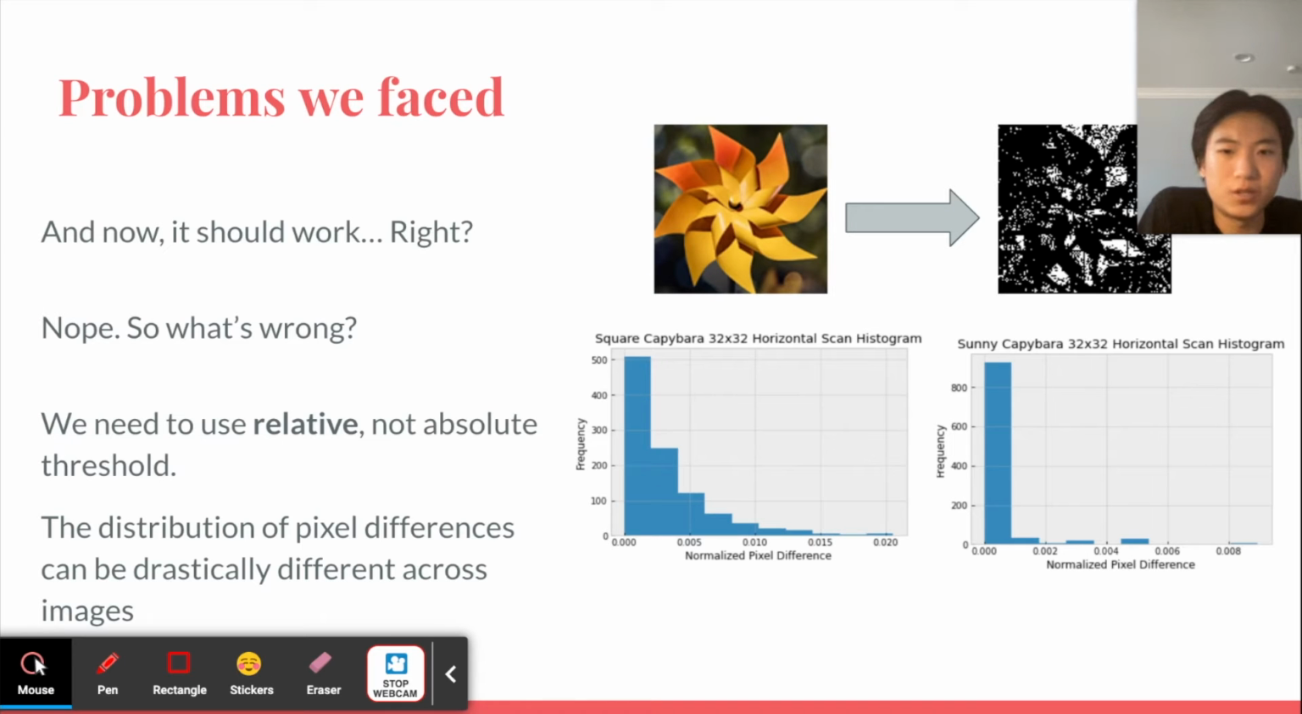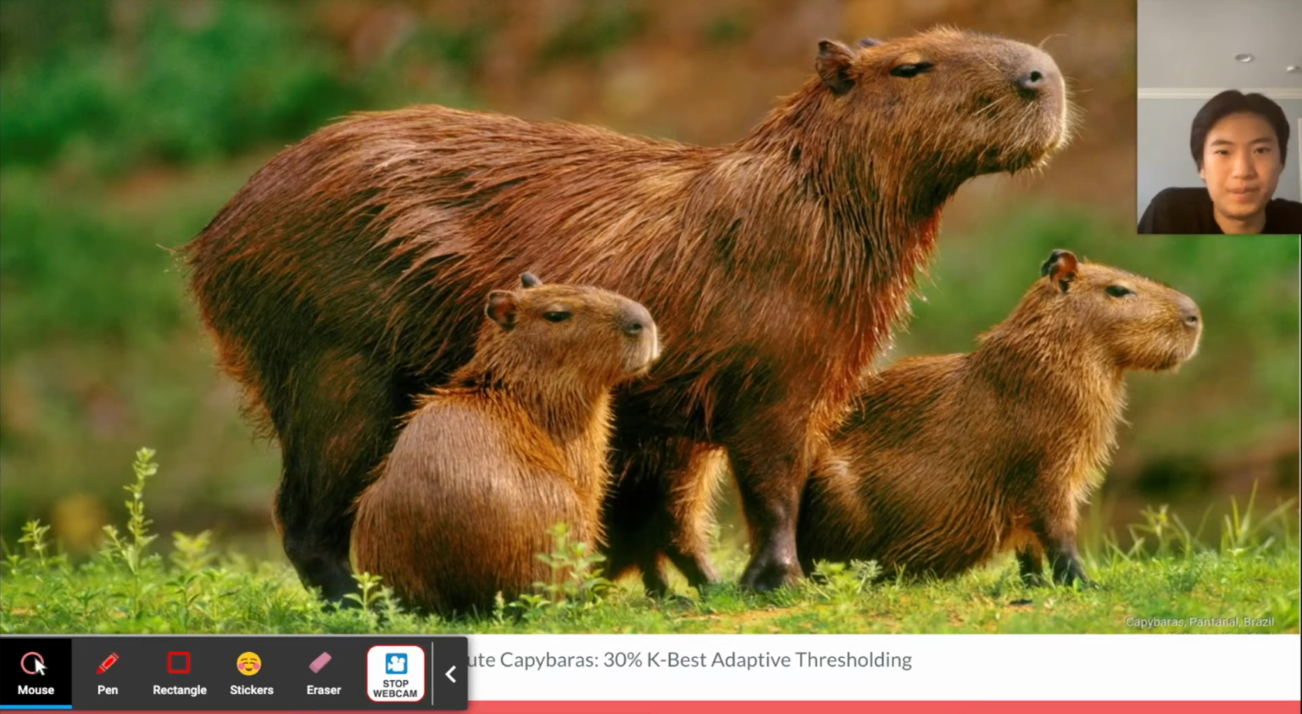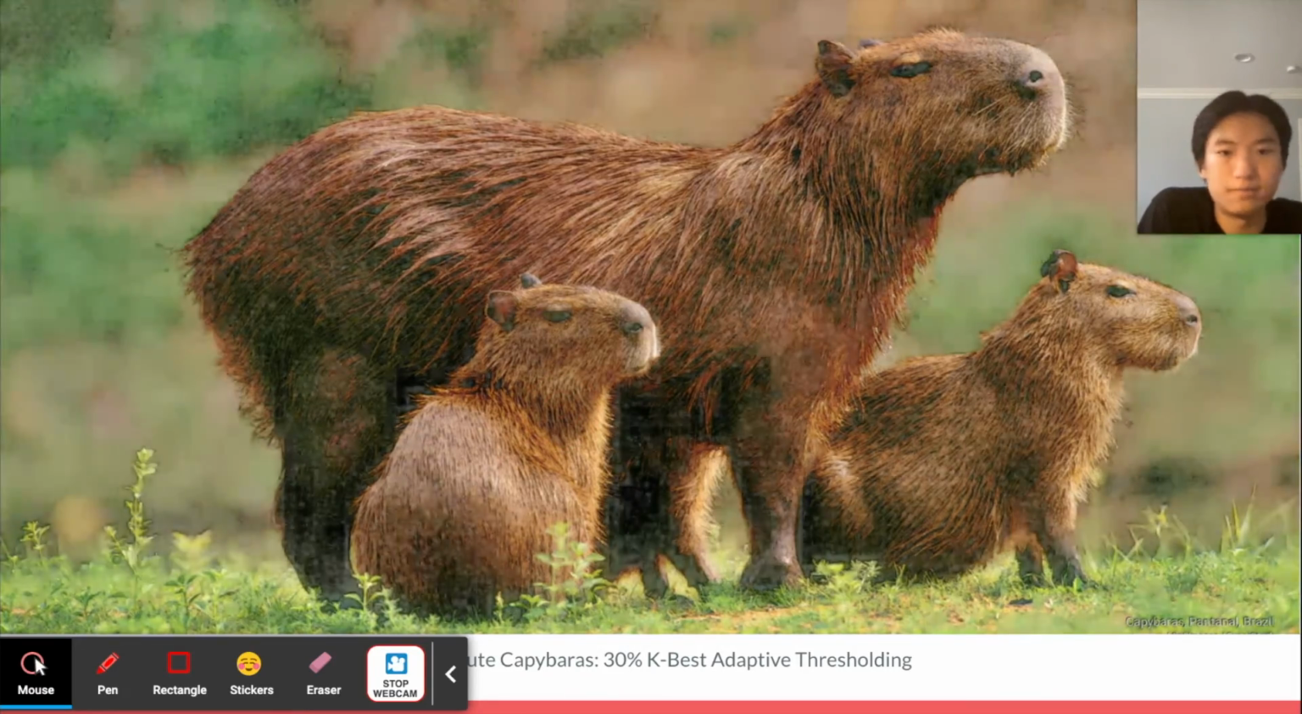Another problem we faced was using absolute thresholding. After a lot of debugging, we realized that we actually need to use relative thresholding because the distribution of pixel differences can be very different across different images. So the 2 ways that we came up with doing this are k-adaptive thresholding and max-adaptive thresholding. And combining this with the rest of the algorithm, we can now obtain some pretty incredible results, as we can see in the bottom. And this is another image which worked really well.